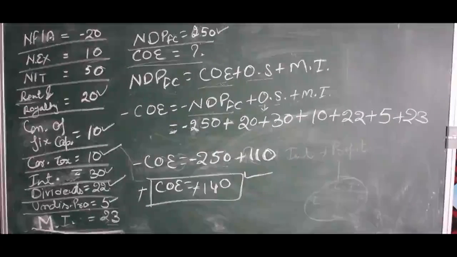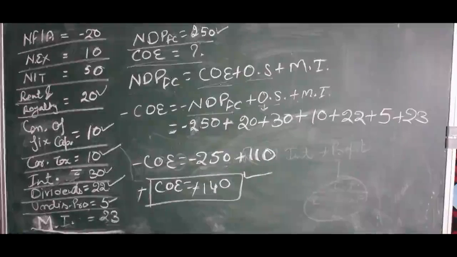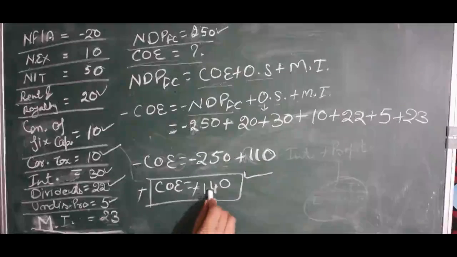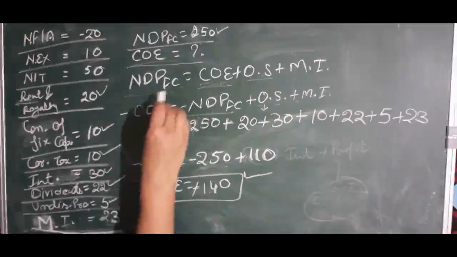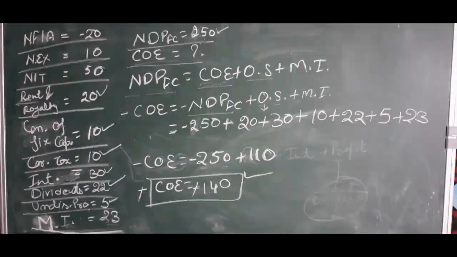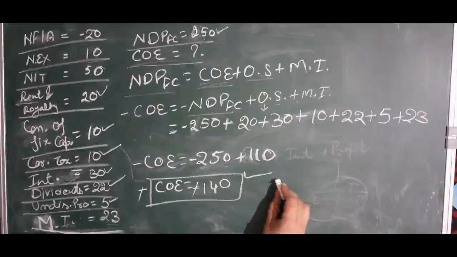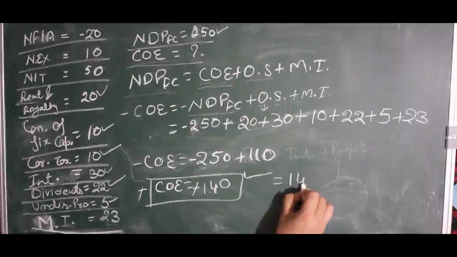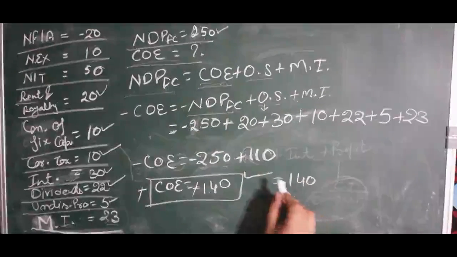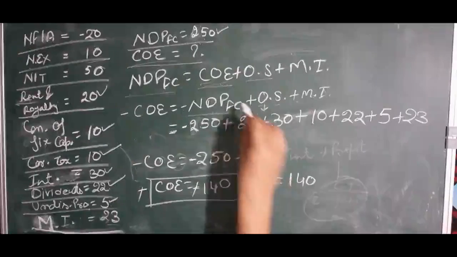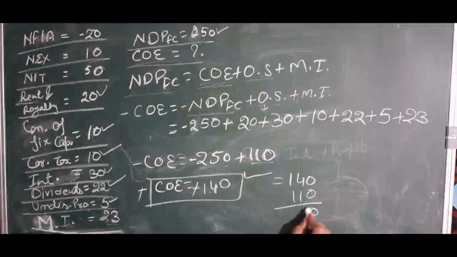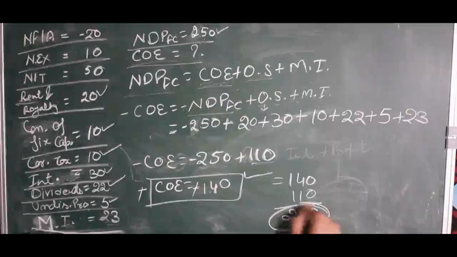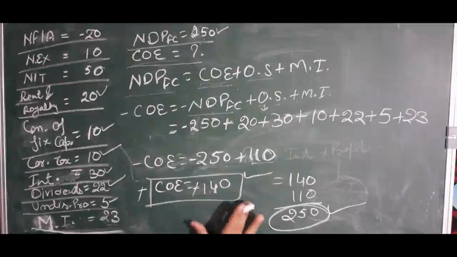You can also check whether your answer is right or wrong. Put the value of compensation of employees in the formula again, and if you get NDP at FC equal to 250, then you will be sure that your answer is correct. Now NDP at FC: compensation of employees 140 plus operating surplus, which includes mixed income, 110. By adding up, we get 250. So we can say that our answer is right.